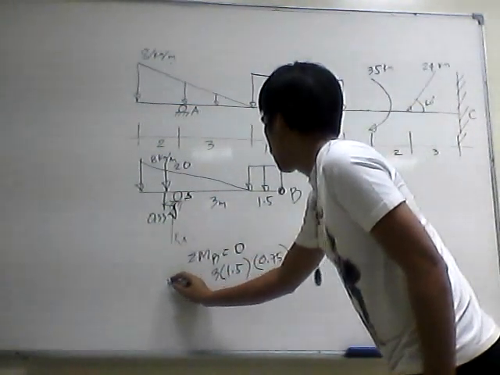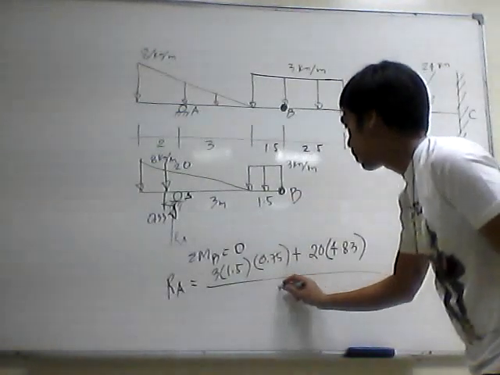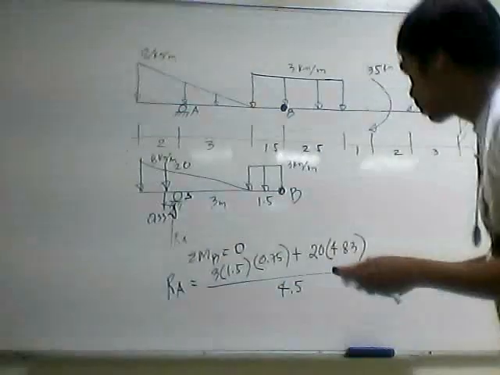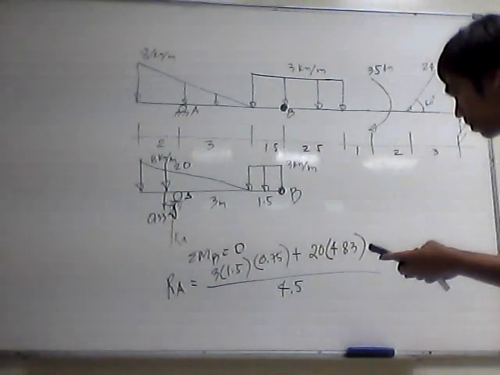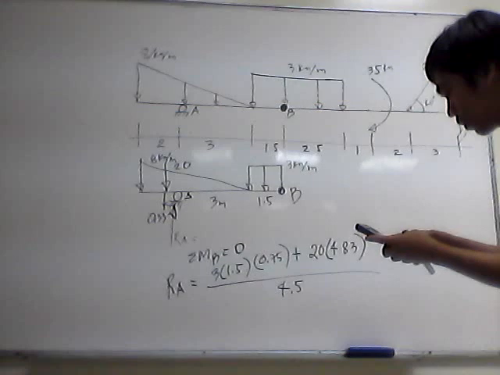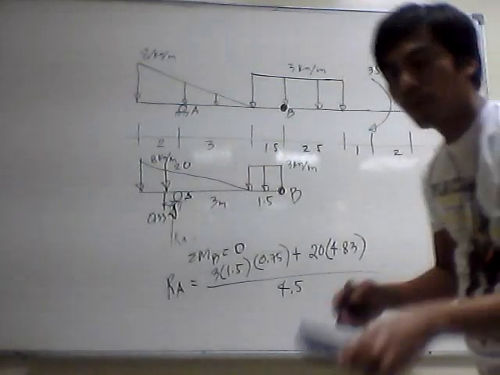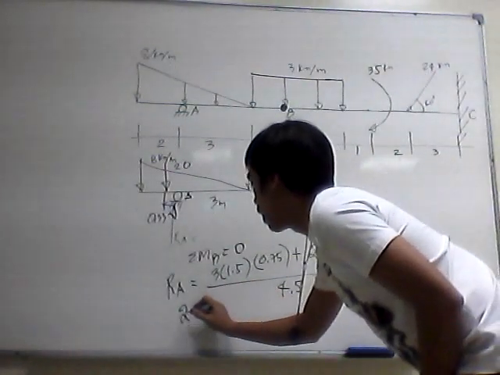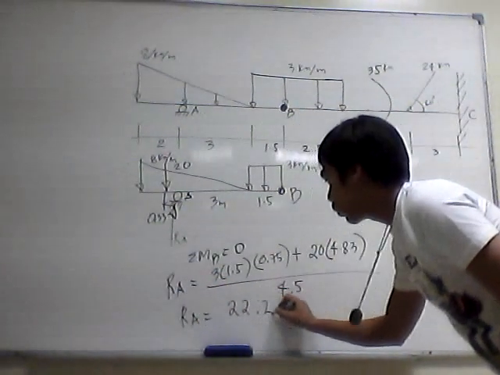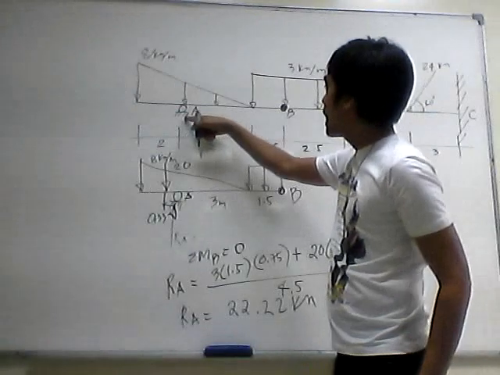That is RA all over 4.5. So that will give you 3 times 1.5 times 0.75 plus 20 times 4.83, divided by 4.5. So we have 22.22 kilonewton. RA is 22.22 kilonewton. So we now have the value of RA here.